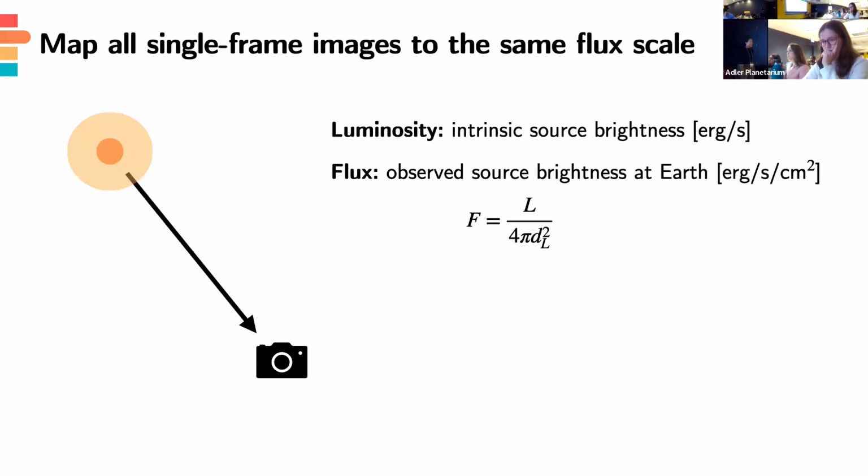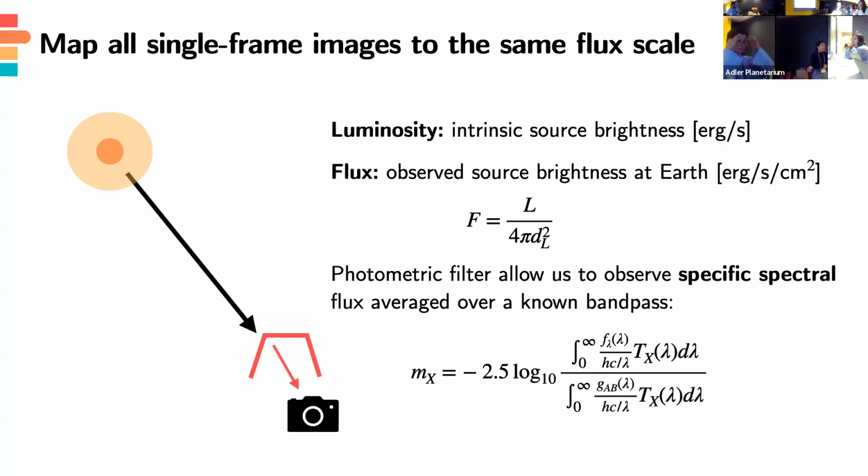But then we also want to map all of our single frame exposures to the same flux scale. So luminosity is the intrinsic source brightness, so ergs per second. Flux is our observed source brightness at Earth, so ergs per second per centimeter squared. Flux is the ratio between luminosity and 4 pi times the luminosity distance squared. If you're not working at cosmologically significant distances, this is just the distance. Once you get out very far, the luminosity distance becomes a little bit more complicated, but I'm just going to leave it there, that it is related to the flux in this manner.